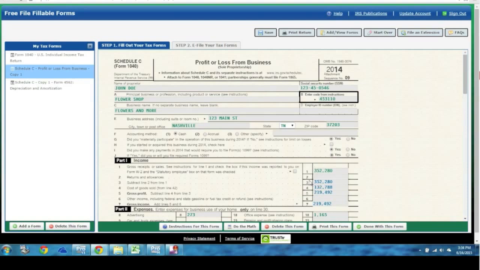Of course, not all businesses have cost of goods sold. If you're a service business, you don't have it. There are various businesses that don't. But since this is a retail business, they are definitely going to have it.